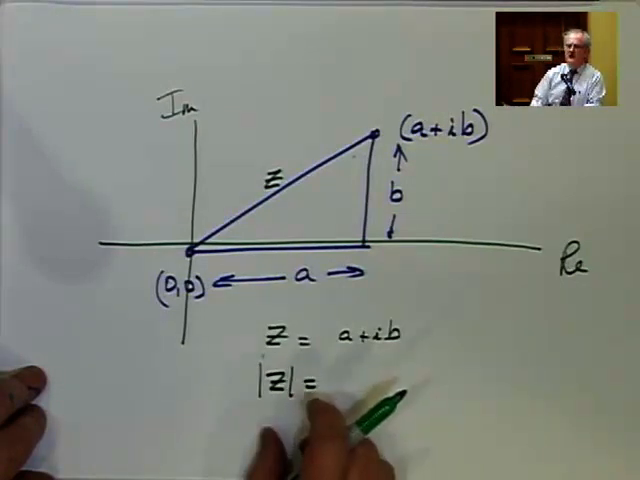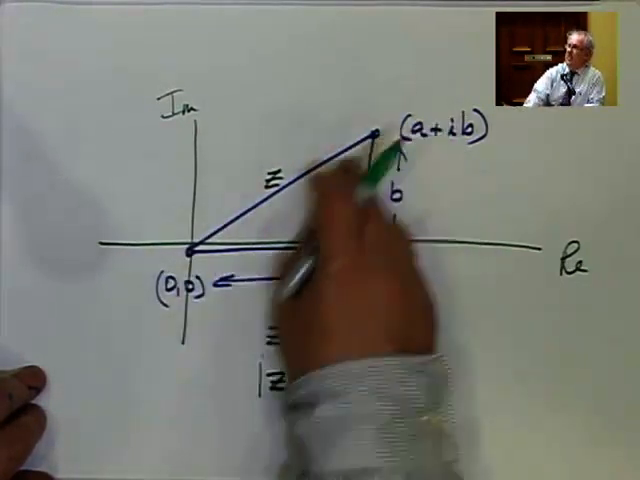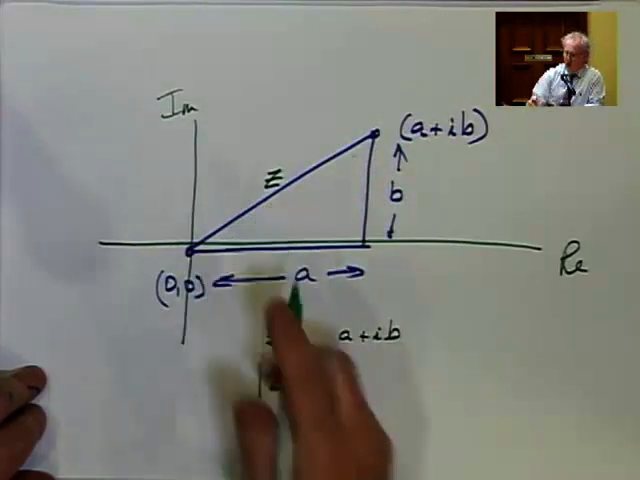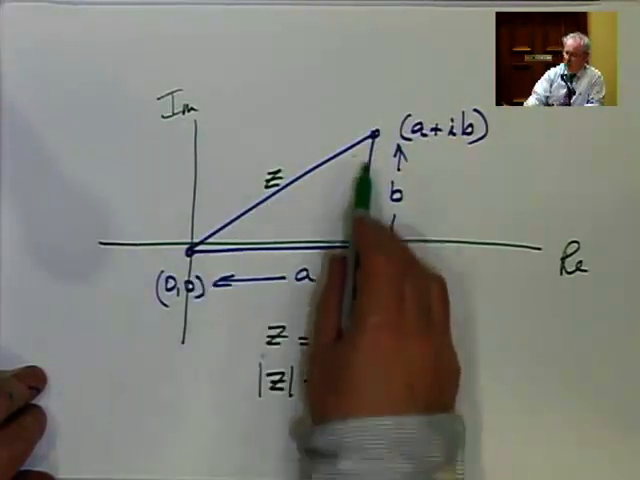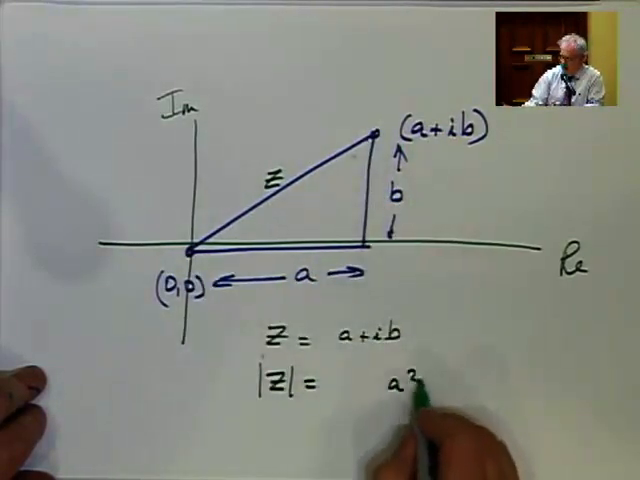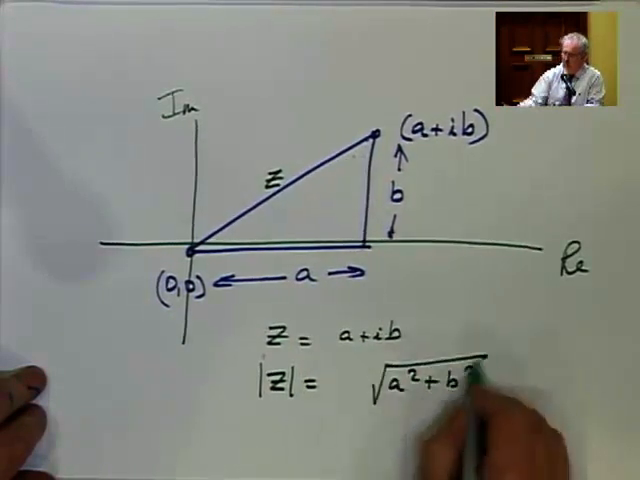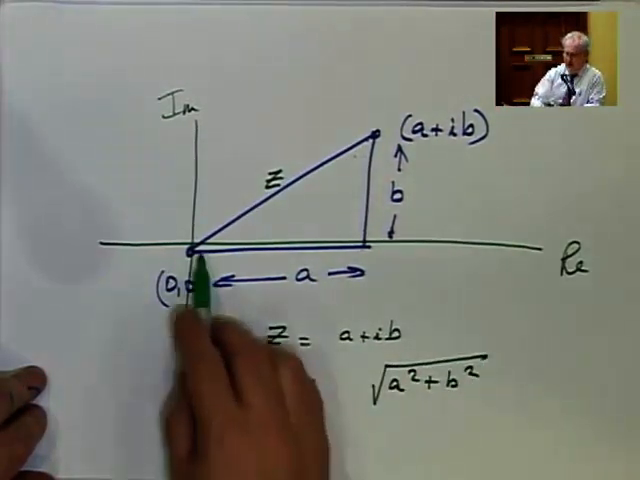What's the modulus of a complex number? Its length from 0, 0, isn't it? And what is it? Well, it's this squared plus this squared. A squared plus b squared, square rooted. It's Pythagoras.